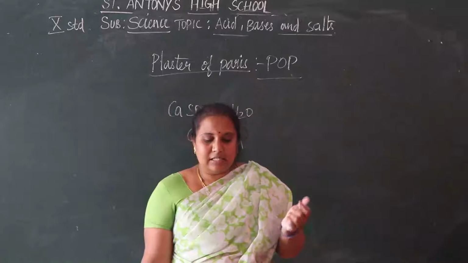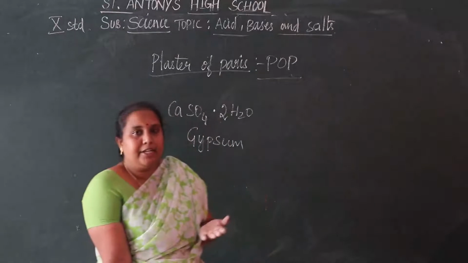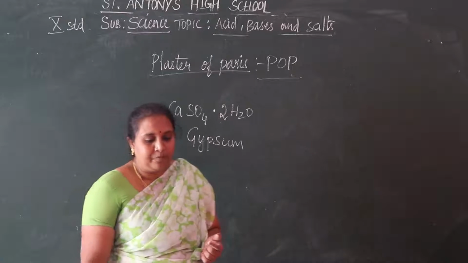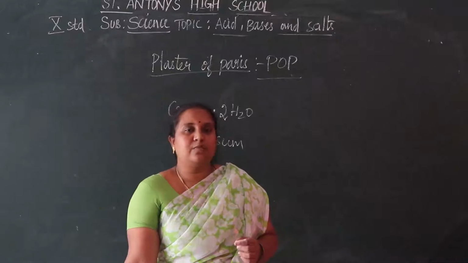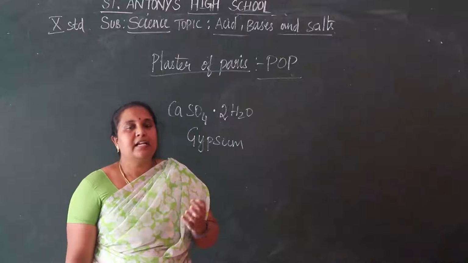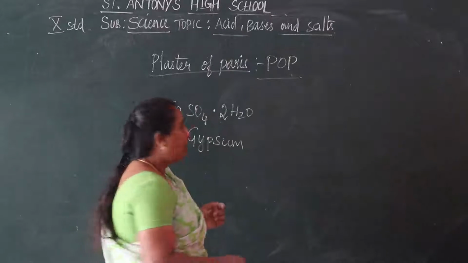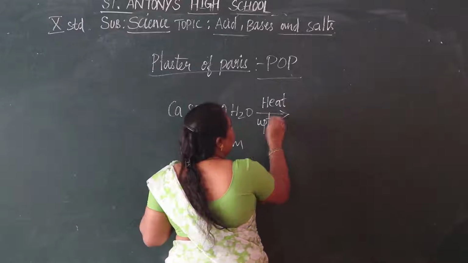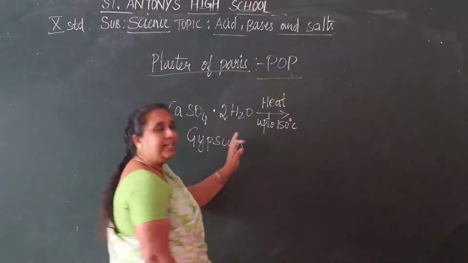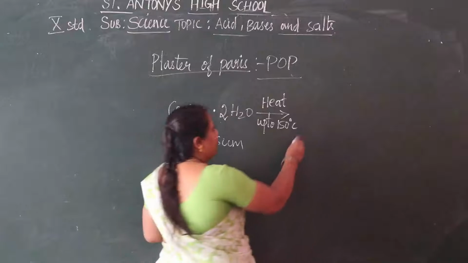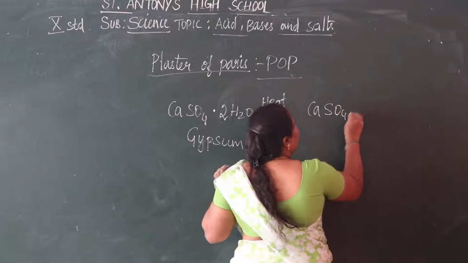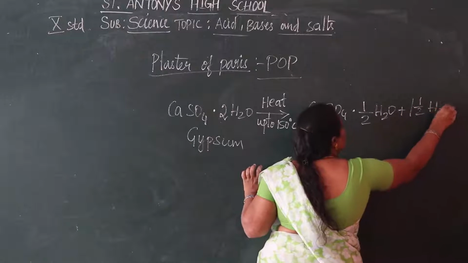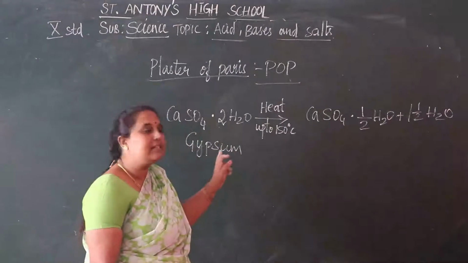Gypsum is heated. While heating up to 150 degrees Celsius, it reduces to calcium sulfate half H2O, CaSO4·½H2O. This is plaster of Paris, plus 1.5 H2O, water molecules, which are released separately.